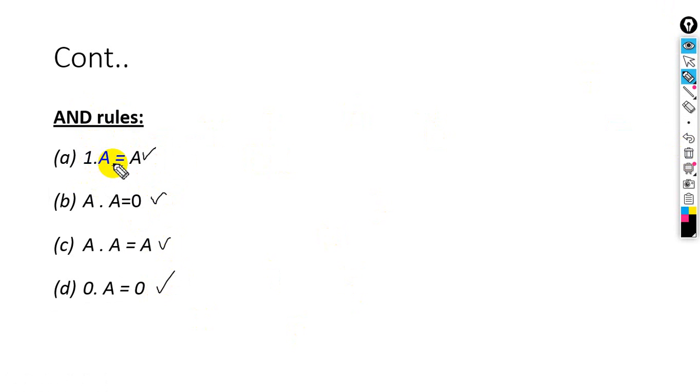If we have 1 dot a, what does it equal? It equals a. Here it depends on the value of a, right? If the value of a is 0, the result is 0; if the value is 1, the result is 1. So if we have 1 dot a, the result is a. So let me prove this. If we have a equal to 0, then 1 dot a is equal to a, so when we put 0 for a, the result will be 0 because it depends upon the value of a. So here the value is also a.